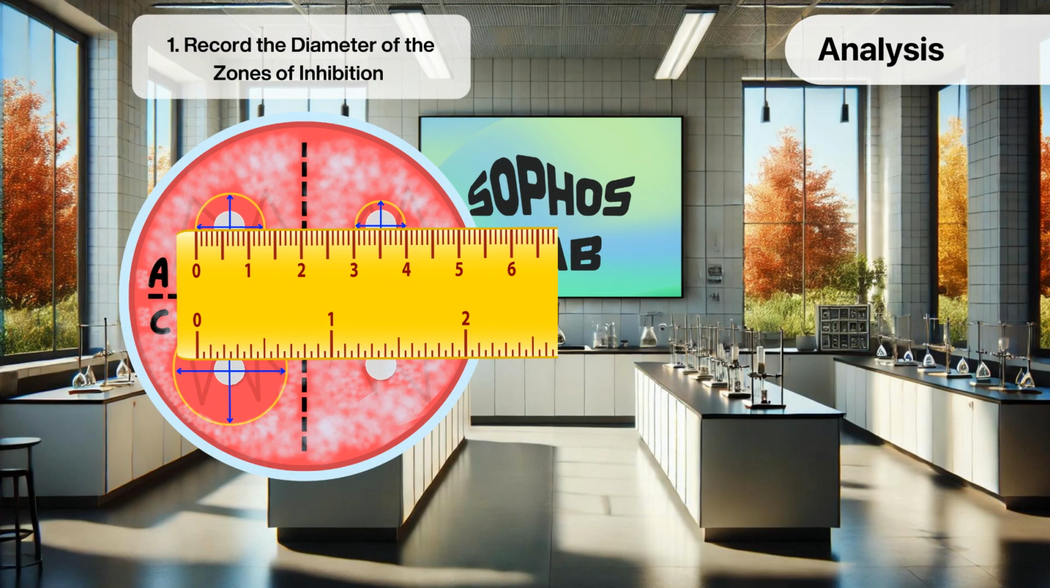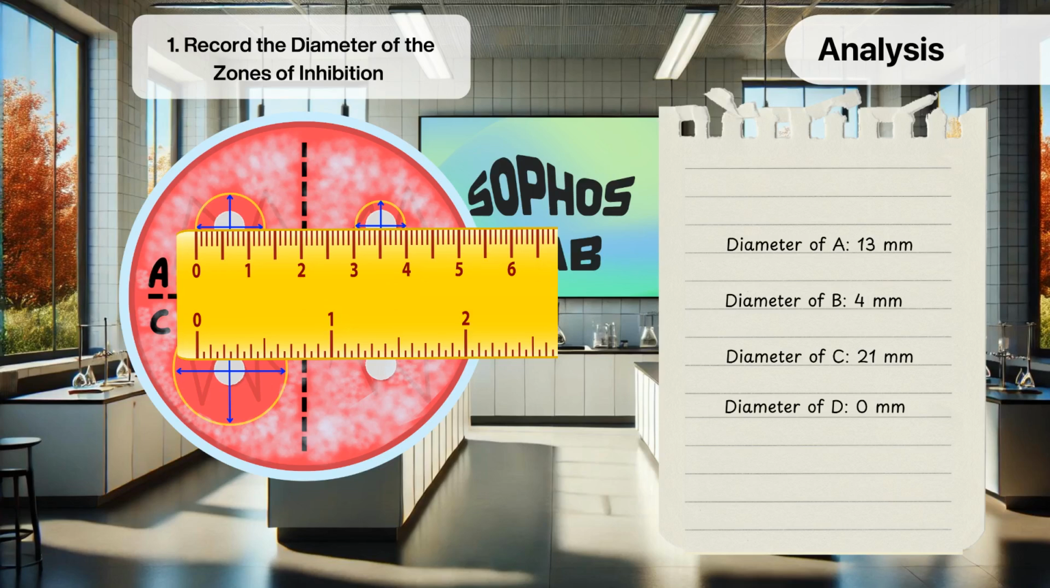Firstly, measure the diameter of the zones of inhibition and record each diameter in your lab book. For each paper disc, measure the diameter of the clear zone in millimeters. Ensure measurements are taken consistently across all samples.